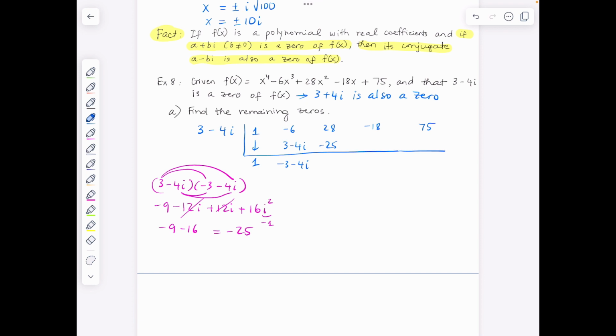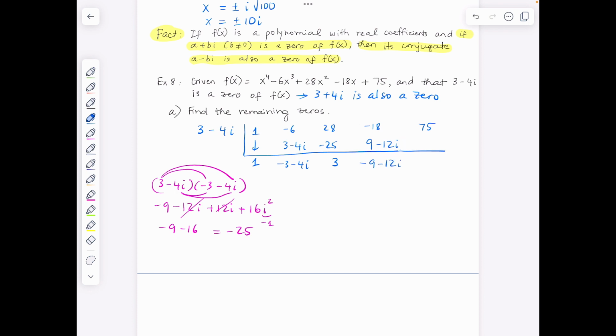28 minus 25, that's going to be 3. 3 times 3 minus 4i, just use distribution. So 3 times 3 is 9. 3 times negative 4i is negative 12i. Add these two together, that's negative 9 minus 12i.